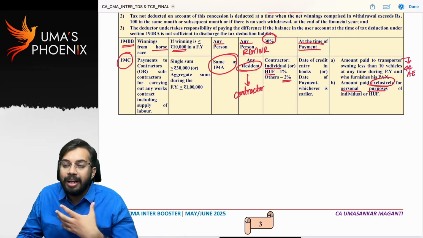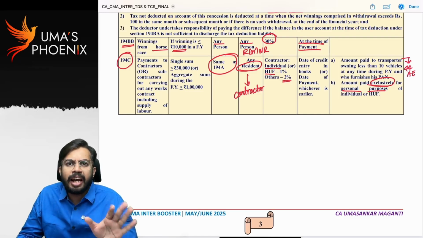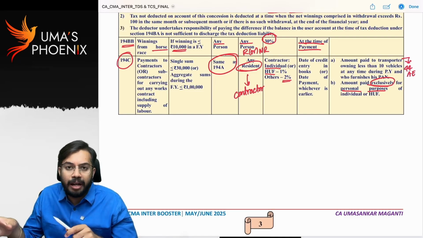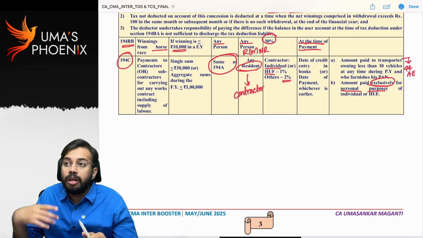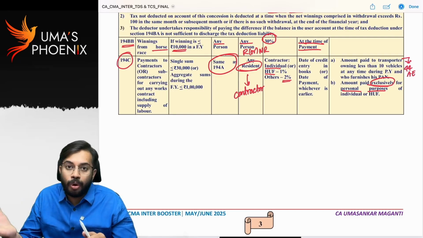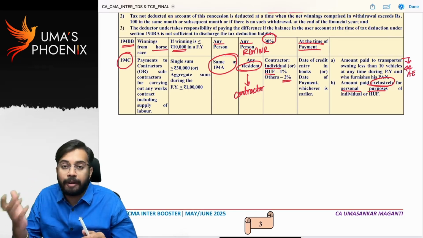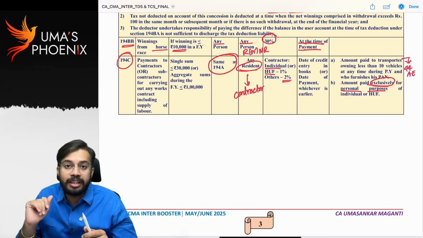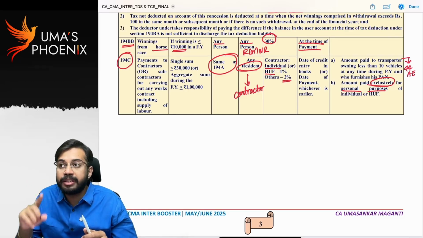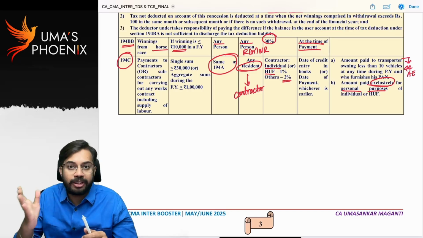Is it clear? For example, there is a case going on with regard to my building. I approached a lawyer. I asked a lawyer to argue in court on my behalf. For that, I paid the lawyer 60,000 rupees professional fees. On that, TDS is required to be deducted, but under section 194J. That is an example for professional fees.